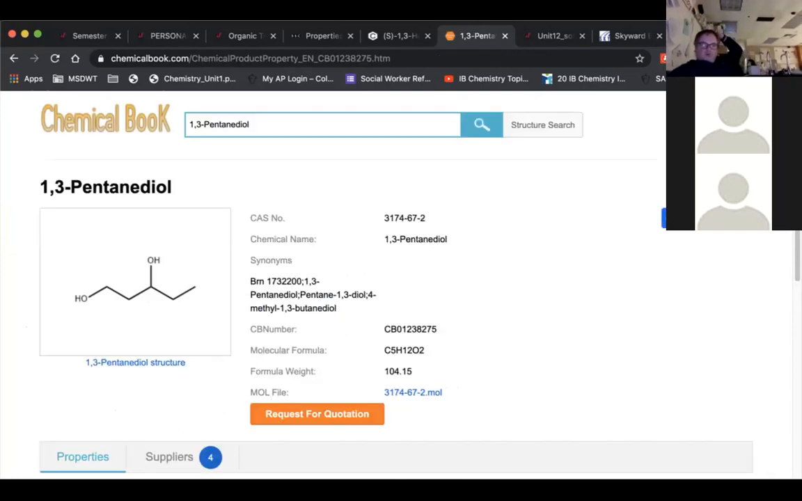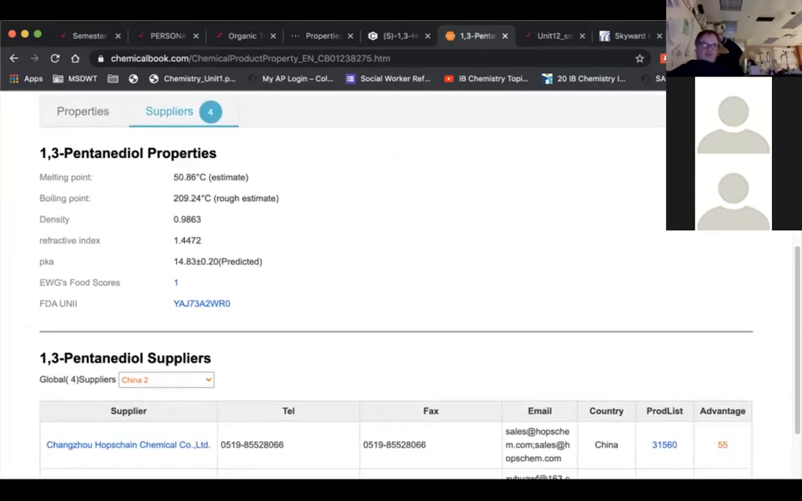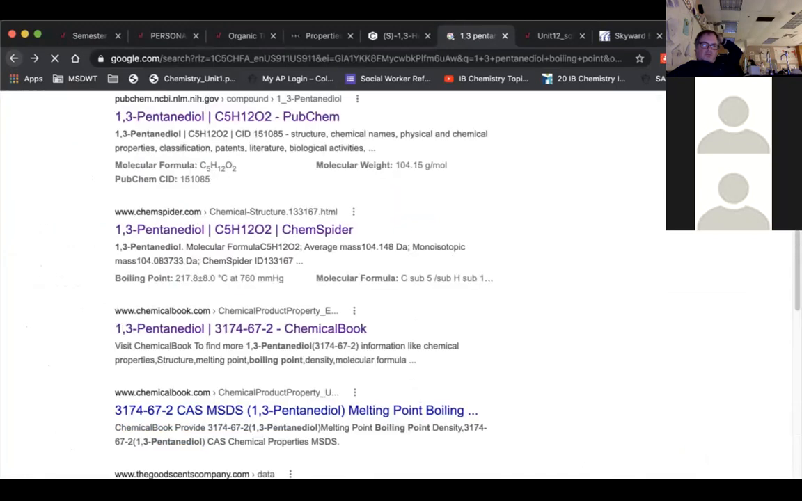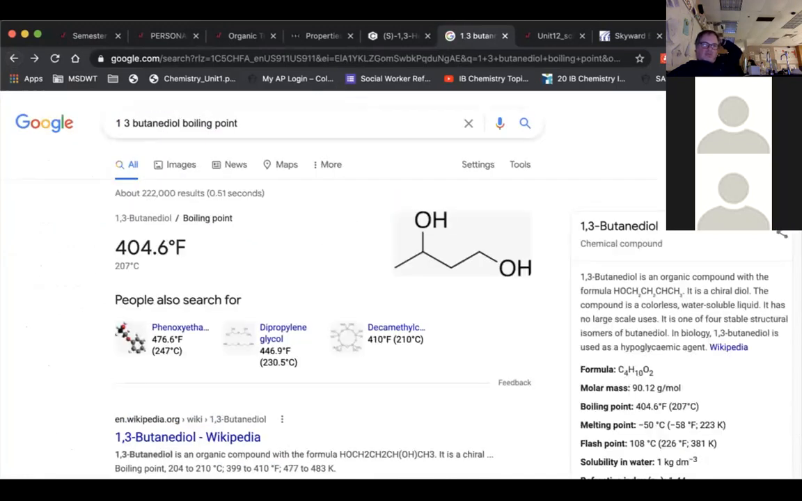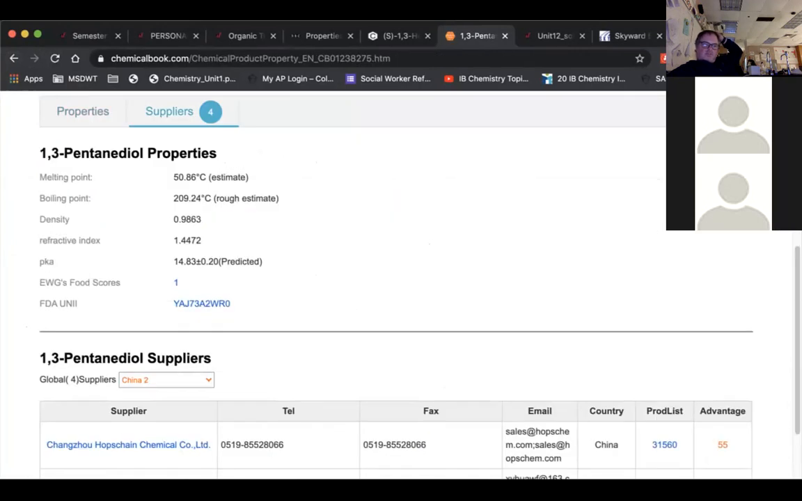We have more. There's the boiling point, 209. That's a rough estimate, obviously. But 1,3 pentane diol, 209 boiling point, and then the 1,3 butane diol is 207. So the difference is, in that case, very small, right? And I think that's kind of why, because the 1,3 butane diol fits together with itself more nicely.